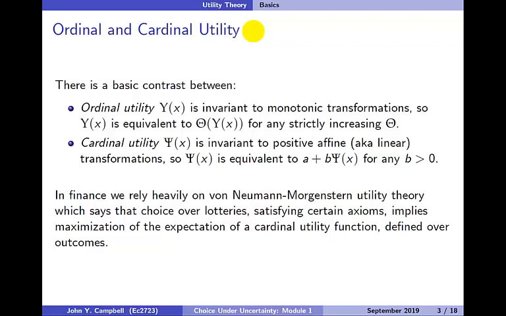Now, in finance, we rely heavily on von Neumann-Morgenstern expected utility theory, which says, as you know, that choice over lotteries that satisfies certain axioms implies that investors behave as if they're maximizing the expected value of a cardinal utility function, which is defined over outcomes. And there's a sketch of the argument in Chapter 1 of the book. I'm just going to assume that you know this material.